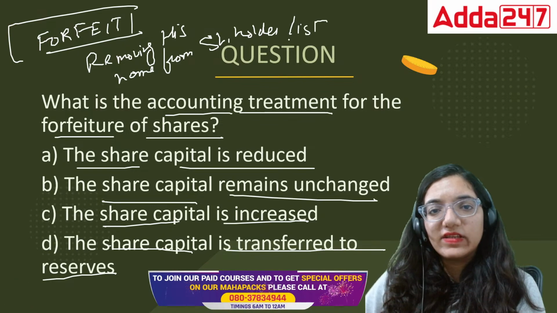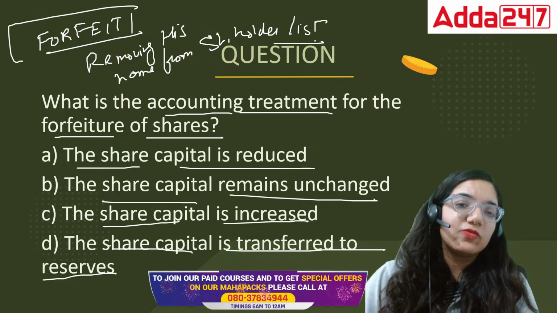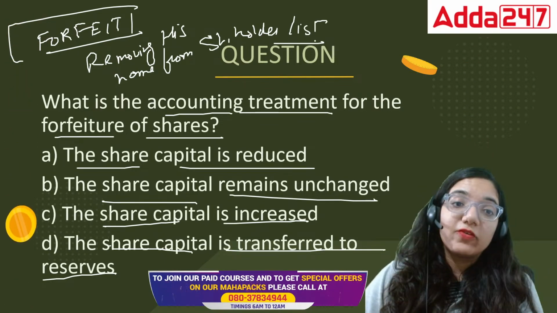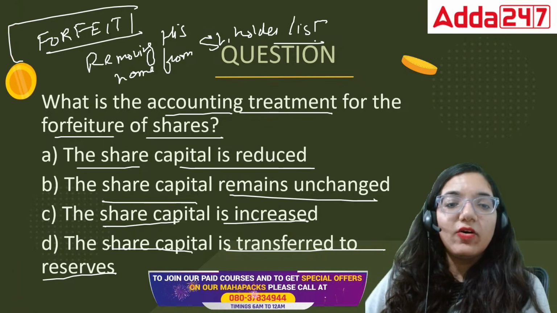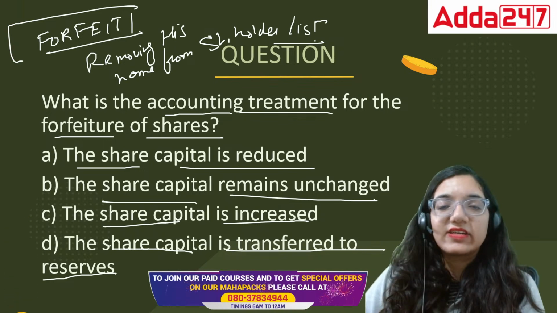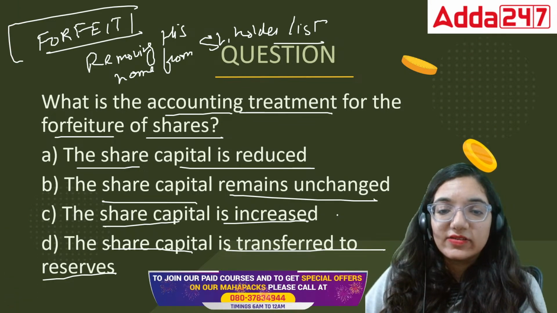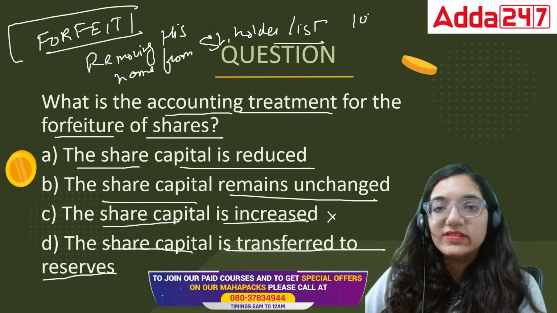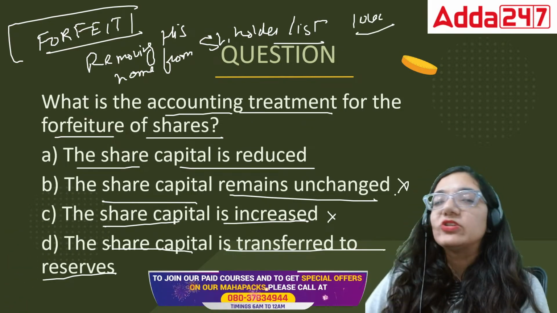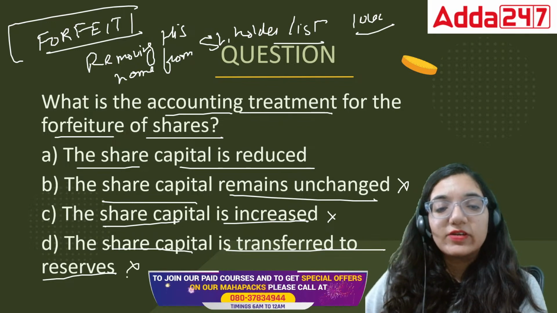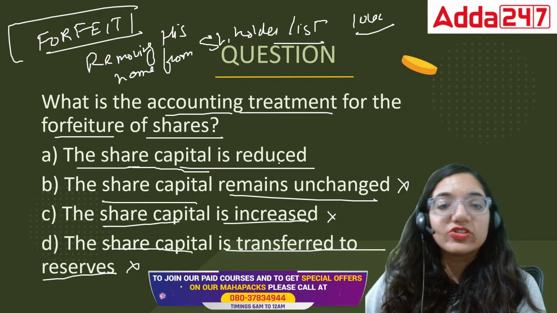Right? We are removing his name from the shareholder list. So what do we do there? What is the accounting treatment for forfeiture? The share capital is reduced, the share capital remains unchanged, or the share capital is increased or it is transferred. It is not increased because we thought we would get 10 lakh rupees and we are getting less than that. It does not remain unchanged even, and it is not transferred to reserves even. It is basically the share capital that is reduced.